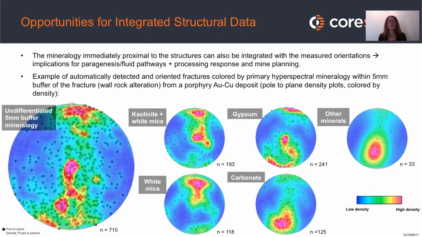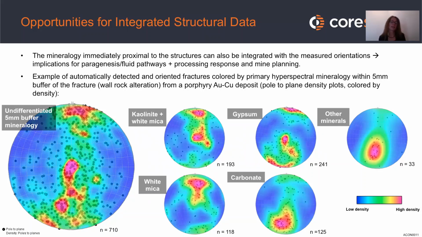Okay, so this is looking at the porphyry gold copper deposit again, except this time we're looking at the mineralogy within 5 millimeters of the open fractures. On the left-hand side, this is a pole to plane density plot showing just the orientations of those open fractures again. And similar to the rose diagram, we see mostly north and south trending sets. But if we look at the mineralogy within 5 millimeters of the fracture, let's think about what that could mean from a geologic perspective.